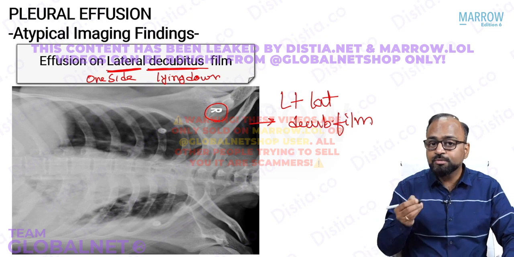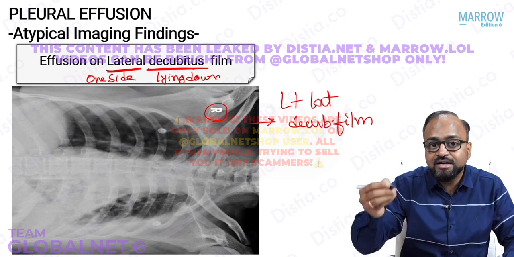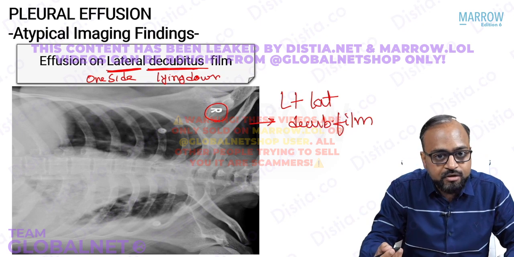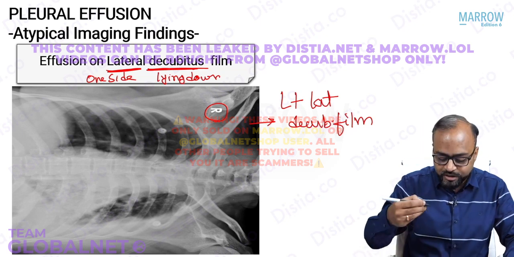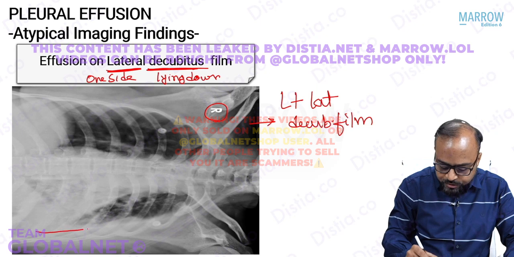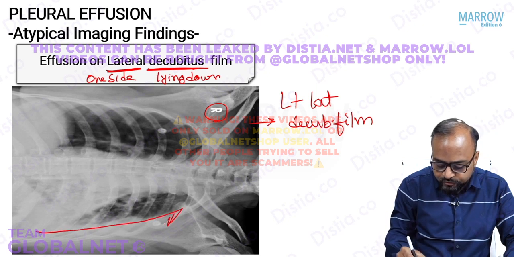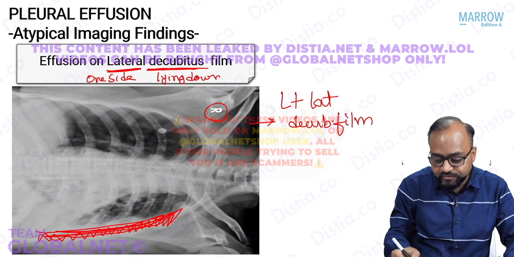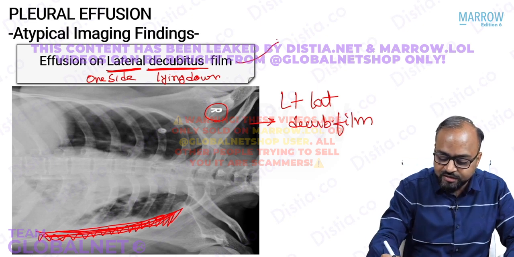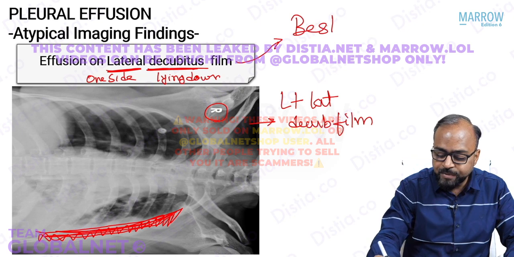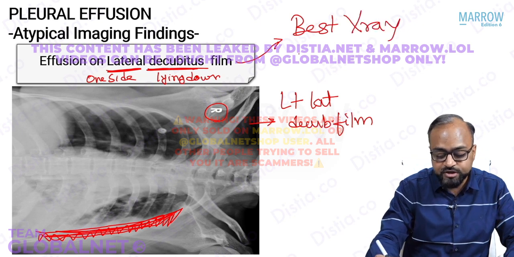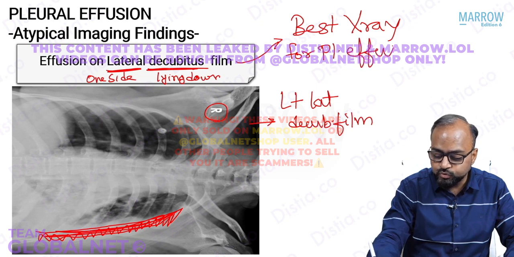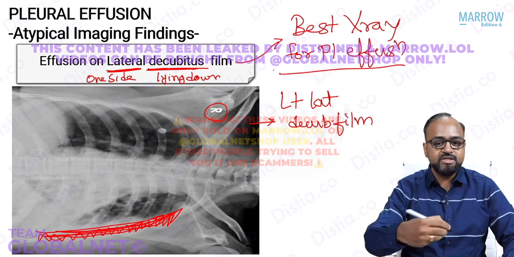And in the left lateral decubitus film, do you realize now it is the left lateral thoracic wall which will become the most dependent part of the thoracic cavity, of the left hemithorax, or the pleural cavity. So can you see here? There is a layer of fluid which has settled down along the left lateral thoracic wall there, and that is because this is very easy to identify against the lung, this is what makes a lateral decubitus film the best radiographic projection for detection of pleural effusion. This is something that we have discussed.